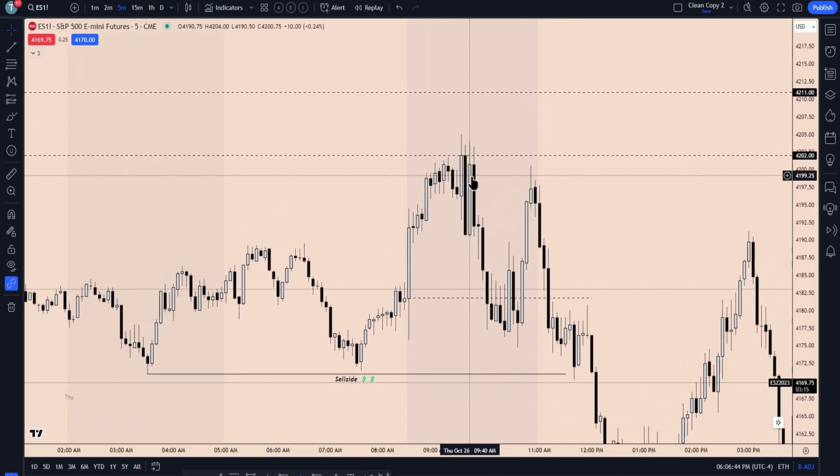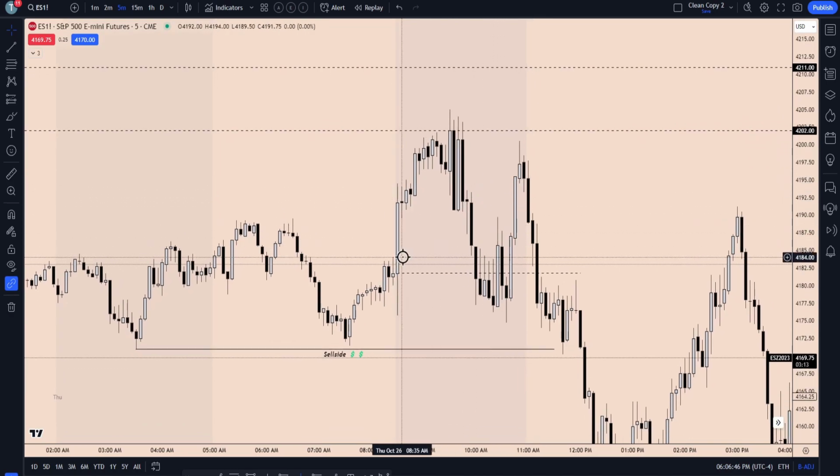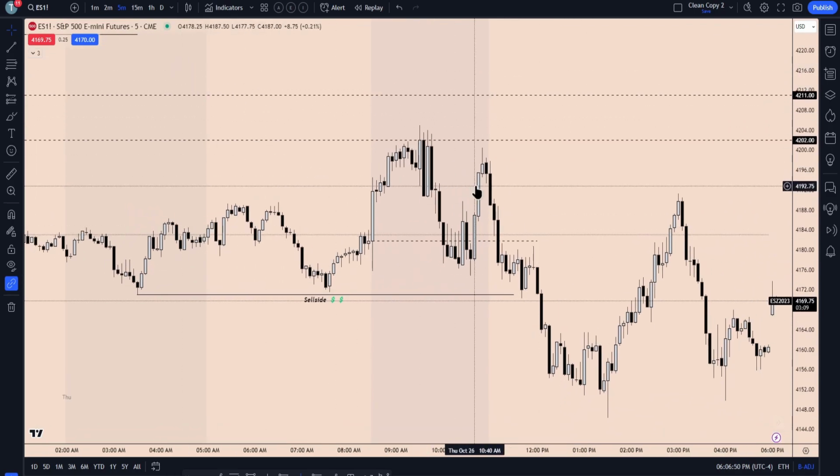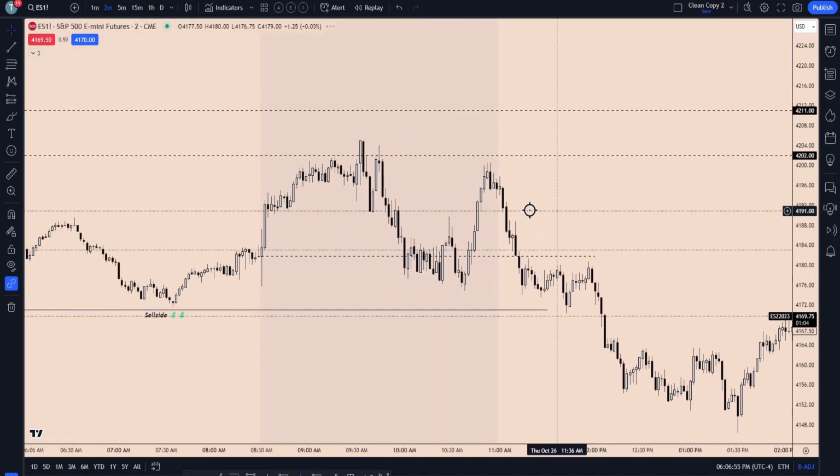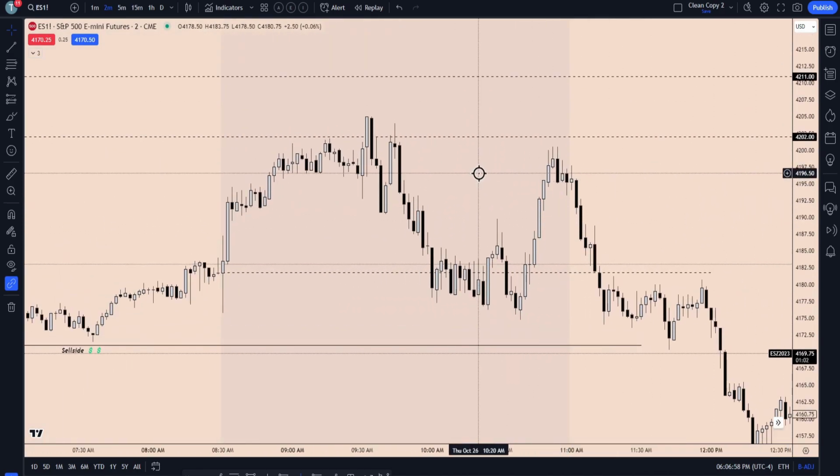Once we do that, we now break structure, right? Breaking underneath fair value gaps, creating inversions. And as we go on to lower time frames, you'll see the actual setups that take place in here. Right, we can go to like a 2 minute. I like the 2 minute. That's what we'd like to use here.